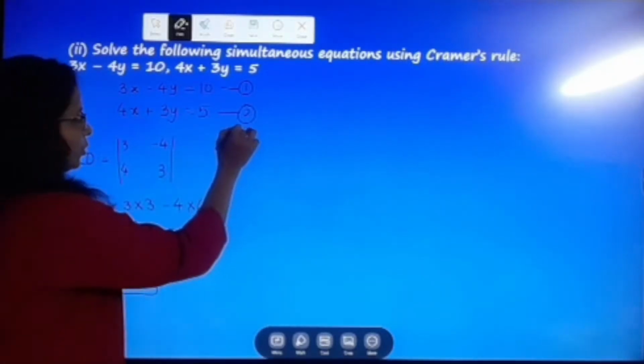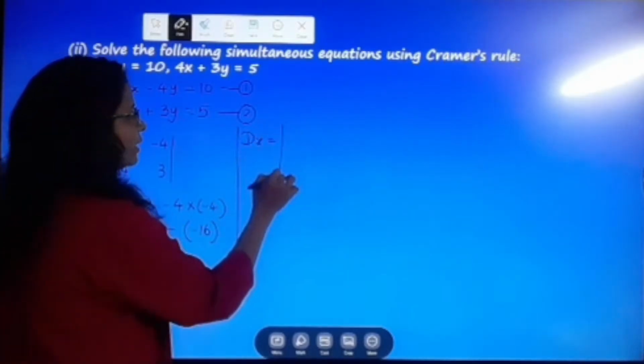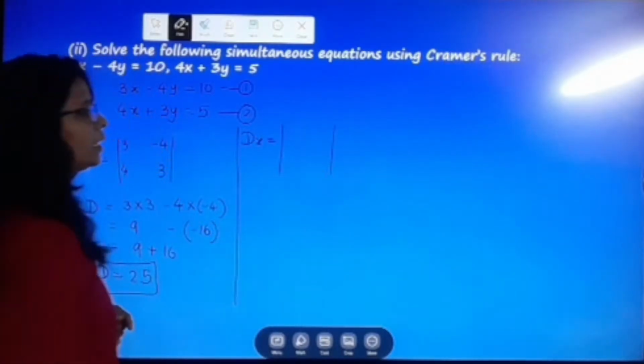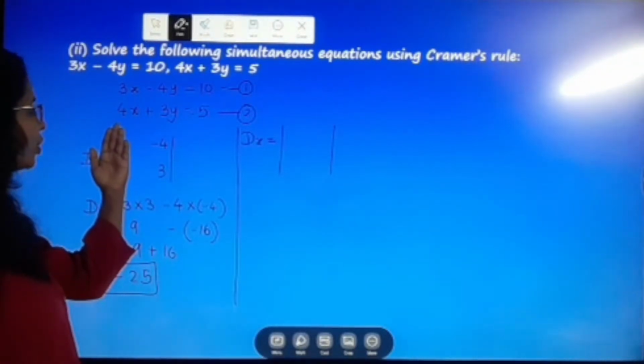Okay, then here you have to solve it here, that is Dx. So how can we write the Dx here, students? So for the Dx, you hide the coefficient of x.